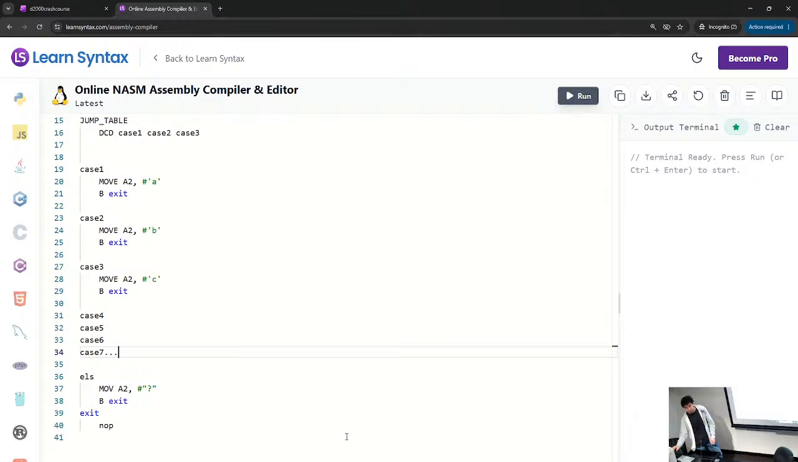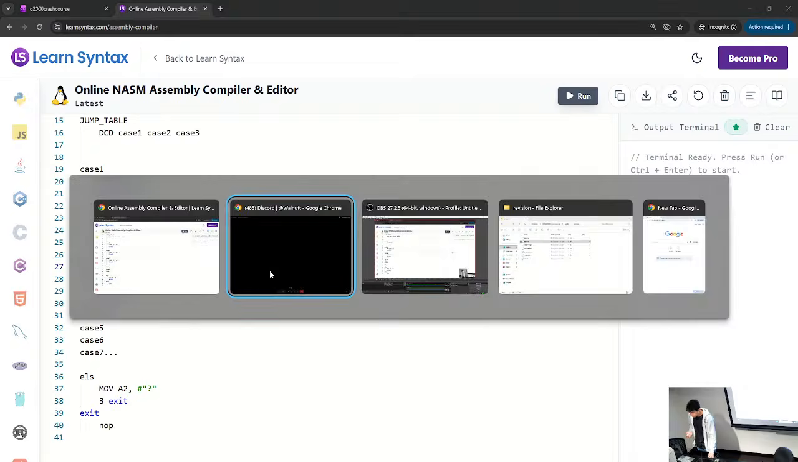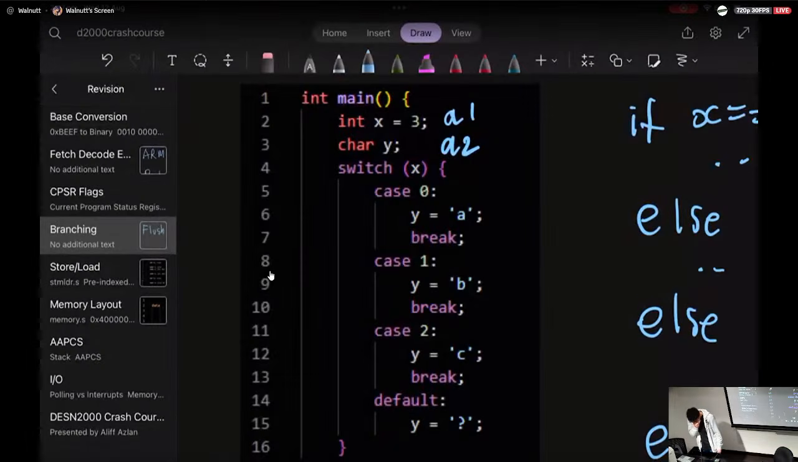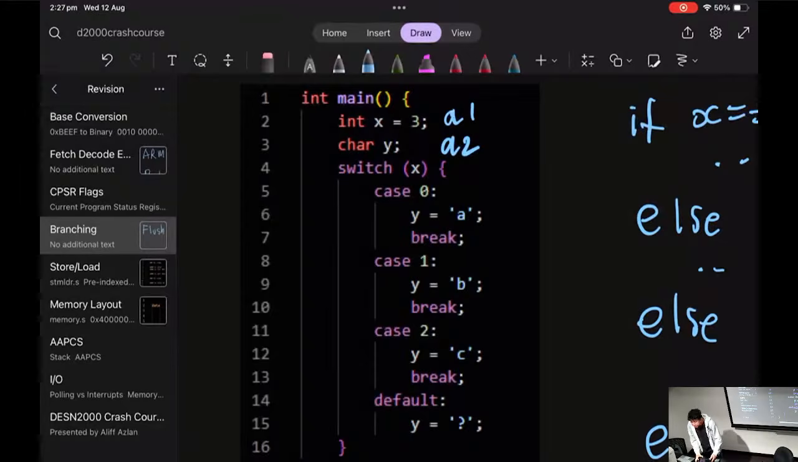In which case, if you had some far cases, the best approach would be to just use a bunch of compares and branches, which in and of itself also has a big disadvantage. Cool. Any questions?